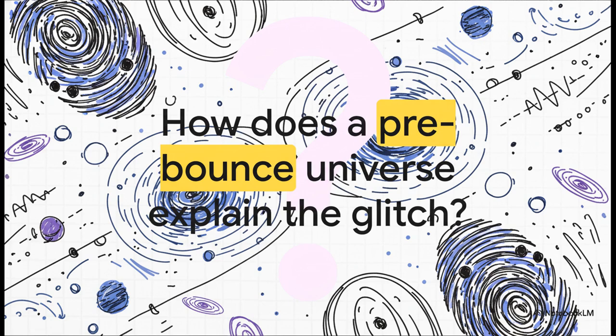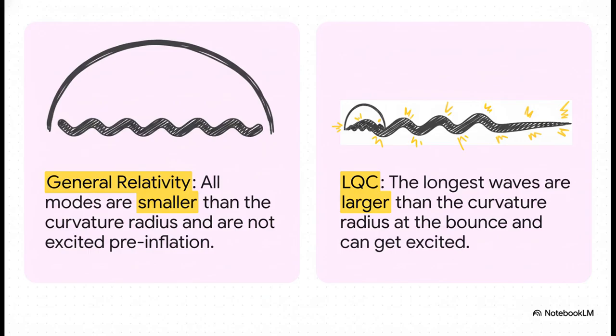And the crazy part is, it predicts we can actually see them in the sky today. Let me try to break this down. In the standard Big Bang model, all the waves and ripples in the early universe get created after the bang happens. But LQC tells a totally different story. It says the biggest, longest waves, the very ones that correspond to that glitch we see, were already there before the bounce. They were so huge they were actually bigger than the curvature of the universe at the time.